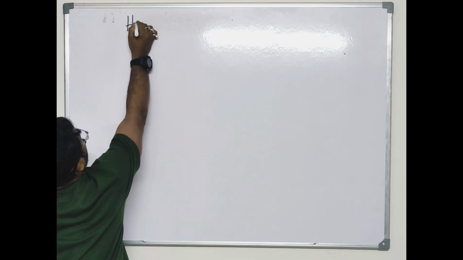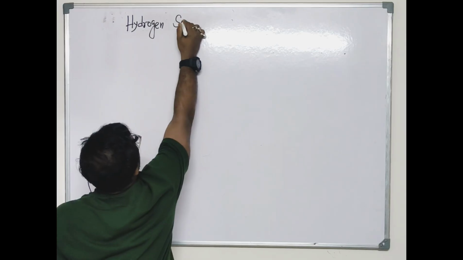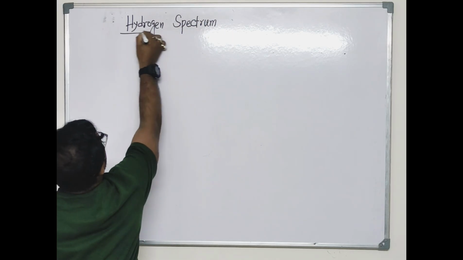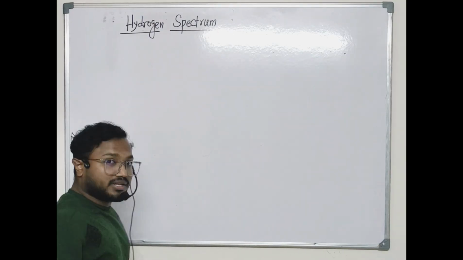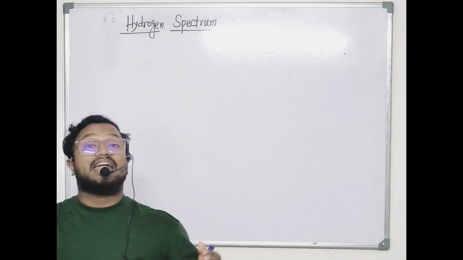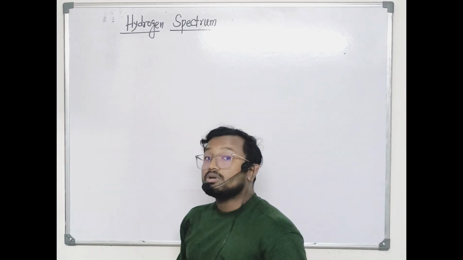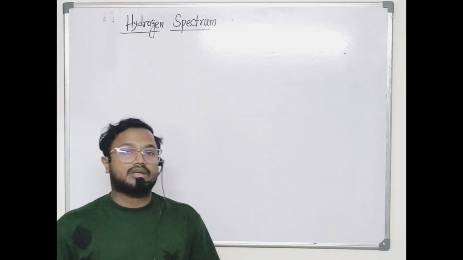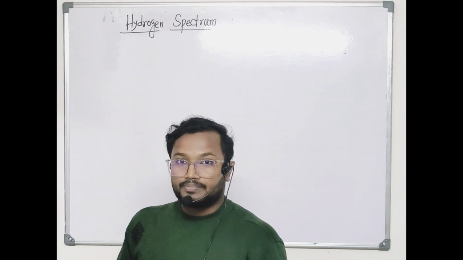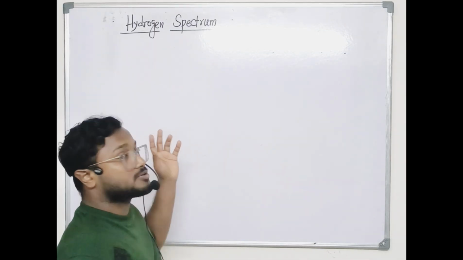So today's topic of discussion is hydrogen spectrum. First question comes to our mind: what is spectrum? Spectrum is actually considered as the radiations of different lines which are arranged with respect to their wavelength, or you can say frequency. We know wavelength and frequency work in opposite directions. So with respect to different types of radiations, wavelength, we arrange spectrum.